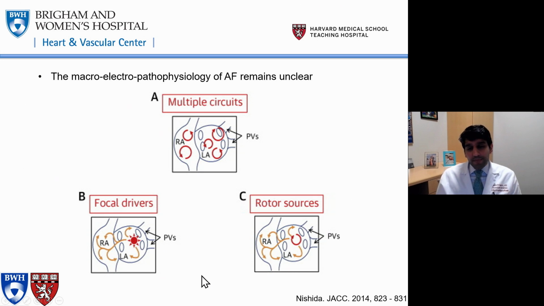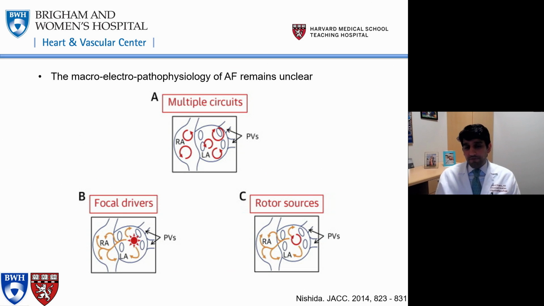There's also this concept over the last 10, 15 years of what one would call a rotor, which is a little bit harder to kind of mentally get our heads around, but is essentially kind of like a hurricane going through the ocean, where it is a focus but causing atrial fibrillation in different time and space. Each of these probably has a different relative importance in different patients and is treated a little bit different in terms of trying to control the arrhythmia itself.